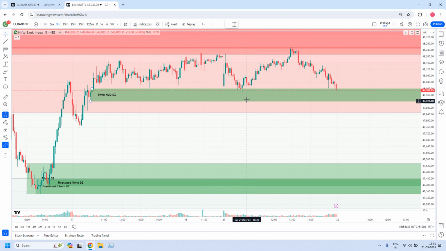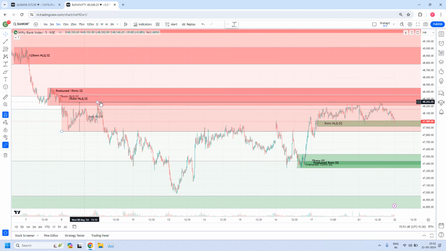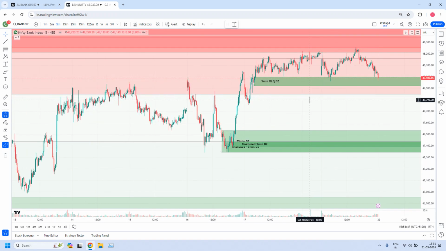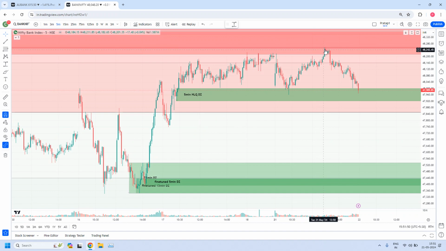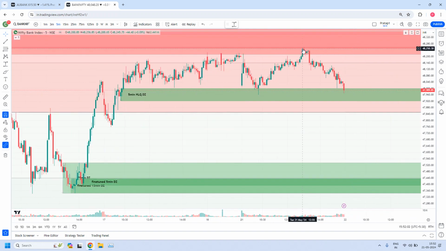And from here, it moved up to the 15 minutes high liquidity supply zone. Here we have a 15 minutes high liquidity supply zone, HLQ supply zone. So it reached the 15 minutes target, and not only that, another short trade is enabled here, because this is a 15 minutes high liquidity supply zone, and inside you have a fine-tuned 5 minute zone. So your short trade is enabled, and again it pushed the prices till the 5 minutes high liquidity demand zone.